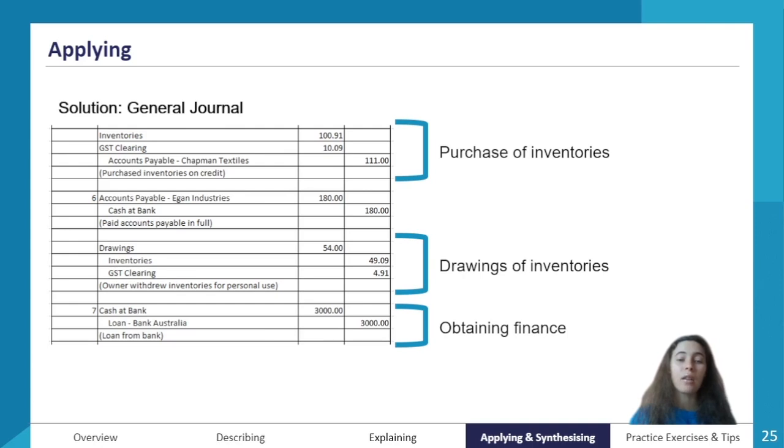And then on the 7th, we've got obtaining finance. So this means that you are getting a bank loan. You're getting finance. So your cash at bank in this case is going up because you're getting extra money. And then the loan, which is the liability, is also going up. So that's credited there.